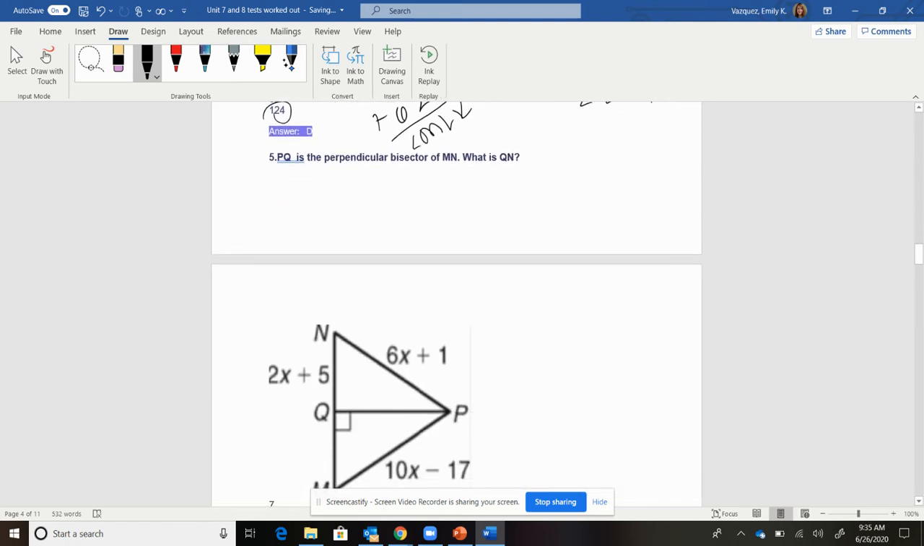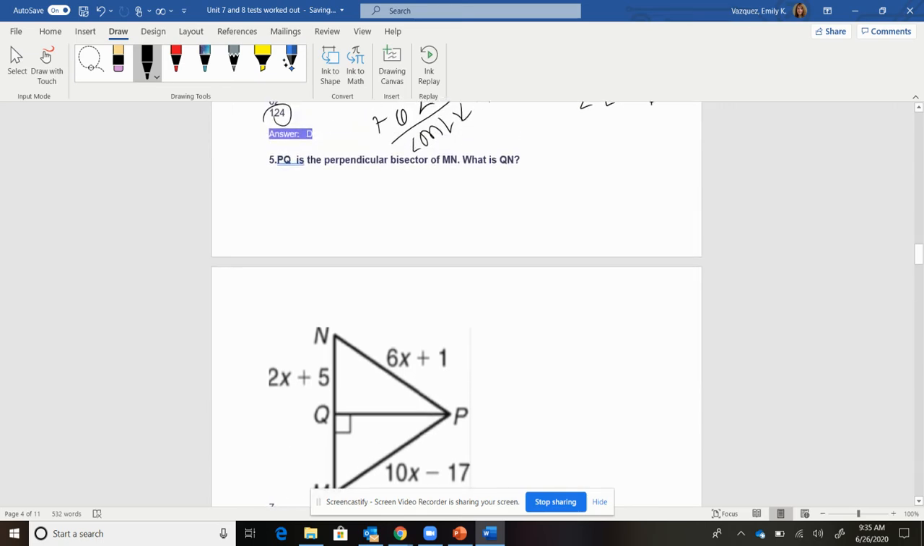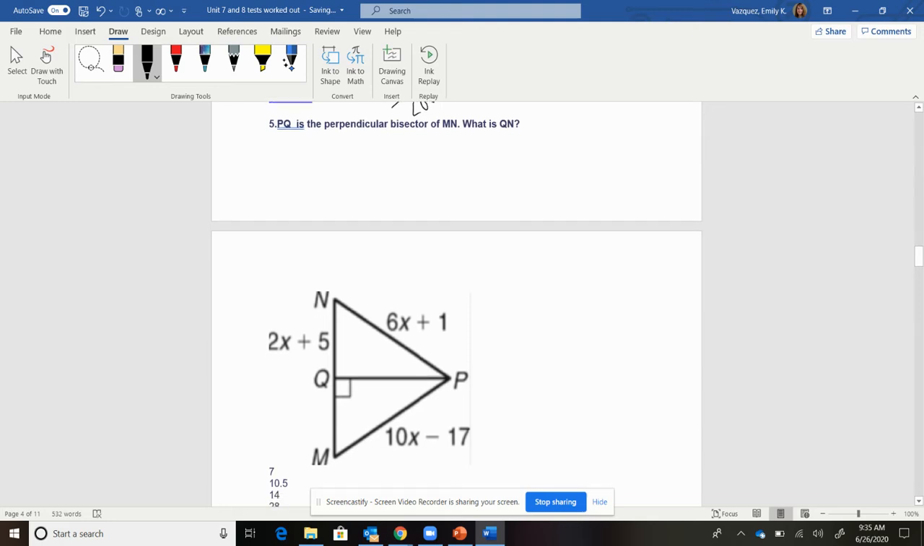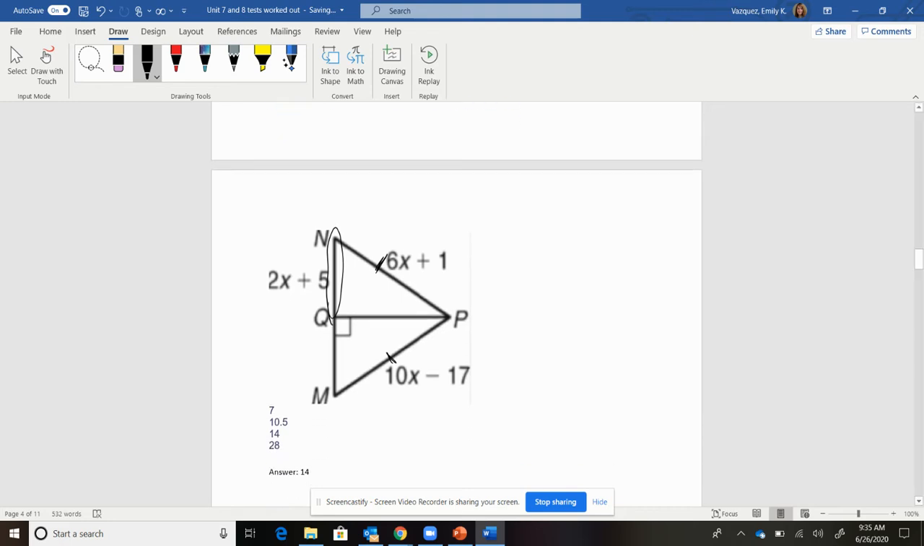Okay, next one. PQ is the perpendicular bisector of MN. So now we're told that it's a perpendicular bisector. What is QN? So they want us to find this right here. Well, if it's a perpendicular bisector, we learned in this unit that the sides would be congruent. So I know that I'm not asked to find anything on these two sides, but if I can figure out my X, then I can plug it into QN to find what they're asking for. So that's where I'm going to start. Because I know it's a bisector, that tells me that those two sides are congruent to each other.